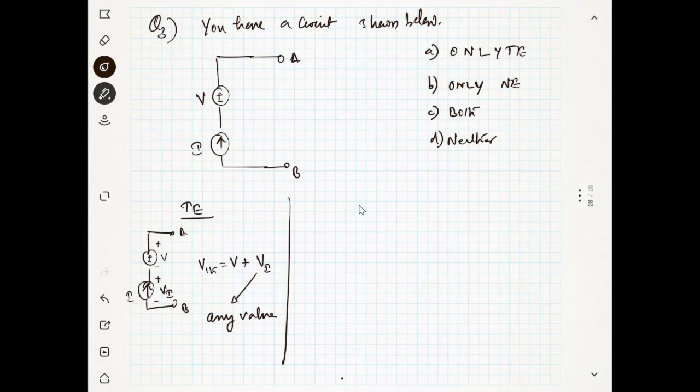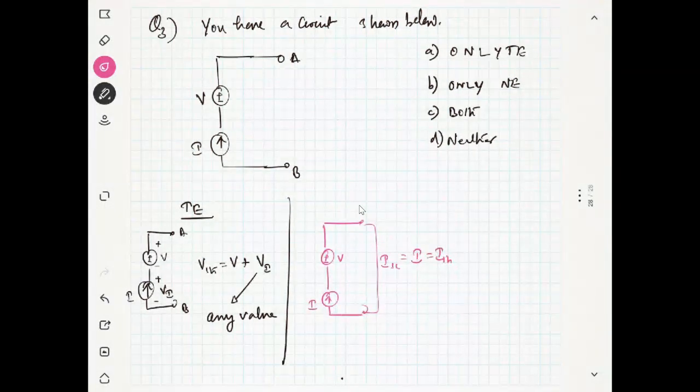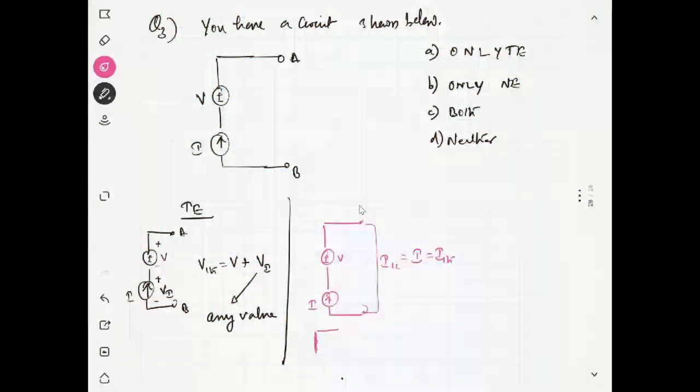Now I'm going to find the Norton equivalent. For the Norton's equivalent, there is no problem. You see here, this is the current I. So I will just short circuit this. The short circuit current will be same as I, and this is nothing but your I Thevenin. How to find the R Thevenin? You have to short circuit the voltage source, right? Yes, you have to short circuit the voltage source.